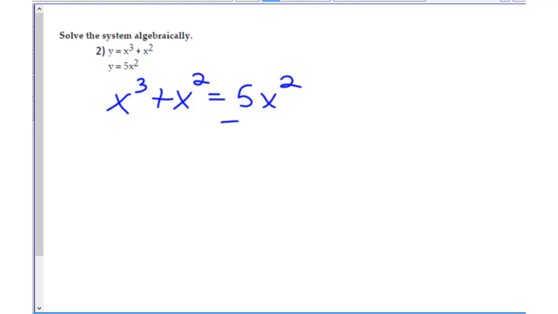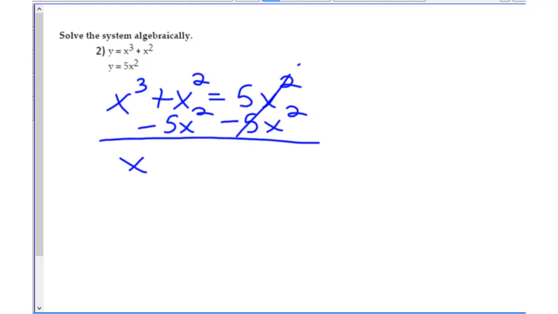So subtract 5x squared and get x cubed minus 4x squared equals 0. To factor this, they have an x squared in common, so we take it out and it leaves us with x minus 4.